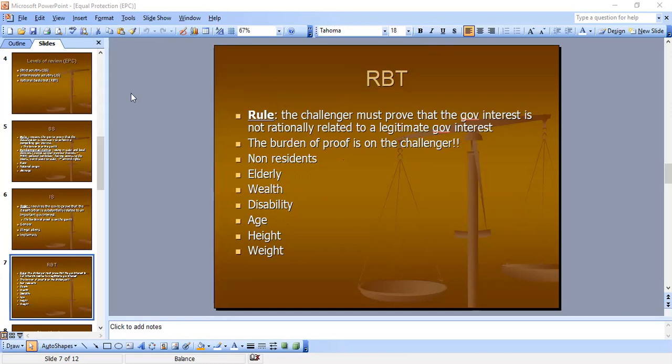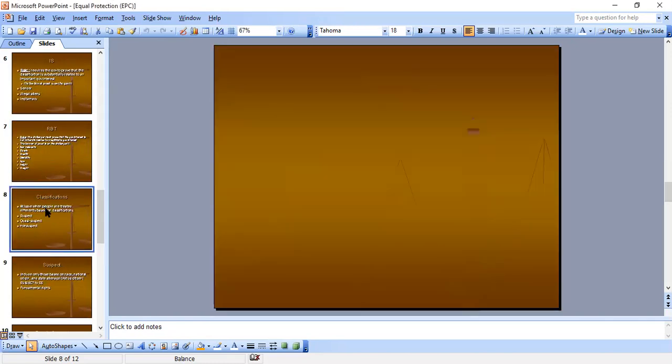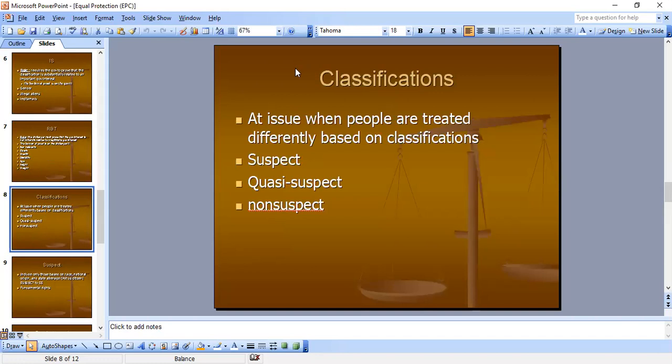Now we're going to go to the classifications. Classifications are at issue when people are treated differently based on classifications. So there's a suspect class, a quasi-suspect class, and the non-suspect class. Basically, the suspect class is strict scrutiny, quasi-suspect, intermediate scrutiny we're going to use, and non-suspect is going to be the rational basis test. Okay, for classifications.